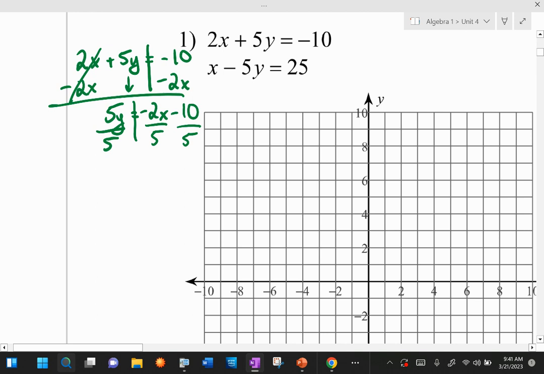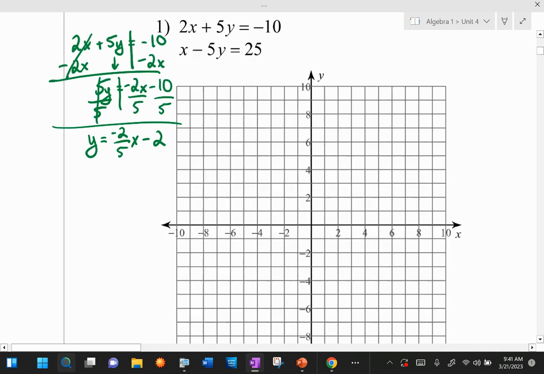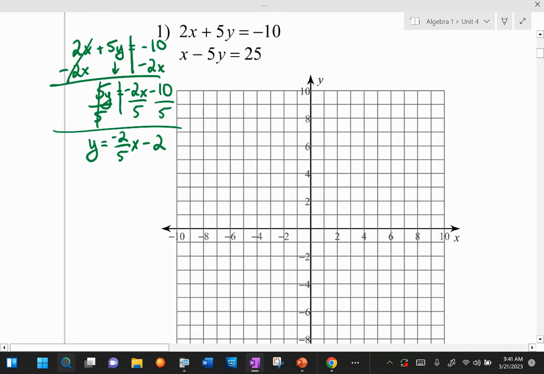So make sure that we divide everything by 5. Okay? What happens to the 5s on the left? They cancel out. Give us y. Give us y equals. Okay? Then we have negative 2/5 x minus, what's 10 divided by 5? 2. Can we graph this? I'm going to say not necessarily answering ability-wise, but are we done simplifying this to the point where it's in slope-intercept form? Yes, okay?